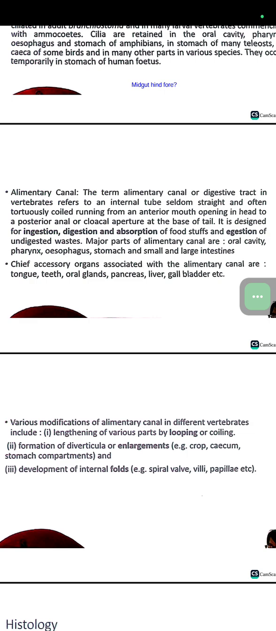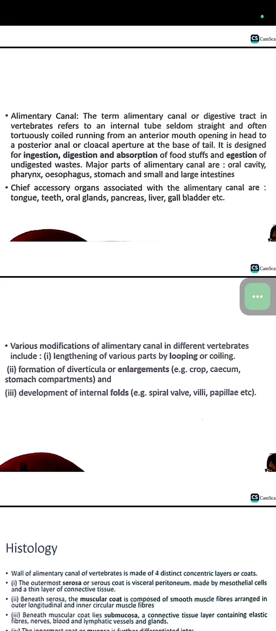Major parts of an alimentary canal are the oral cavity, pharynx, esophagus, stomach, and small and large intestine. Chief accessory organs associated with the alimentary canal are the tongue, teeth, oral glands, pancreas, liver, gallbladder, etc. Various modifications of the alimentary canal in different vertebrates include lengthening of various parts by looping or coiling, formation of diverticular enlargements, crop, cecum, stomach compartments, and development of internal folds.